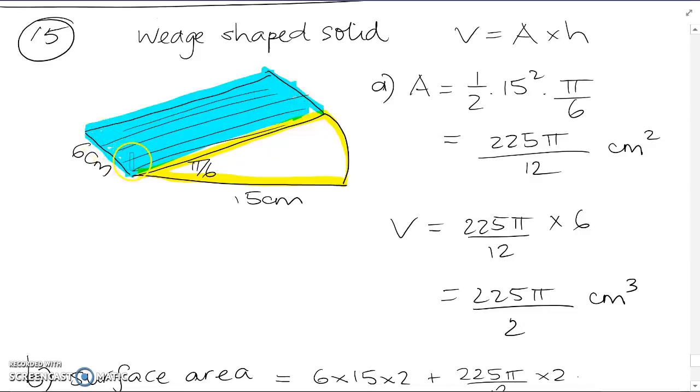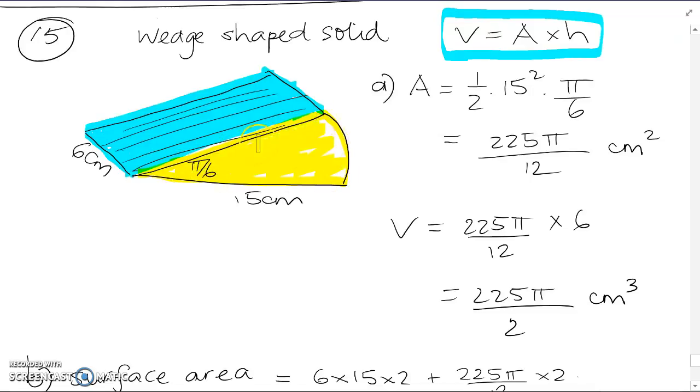If that makes sense. Okay, so first of all, they want the volume. Volume, we know, that's a special formula for volume. It's cross-sectional area times the height. This is the cross-sectional area here, the yellow. So that there will be our area. And then the height is here.